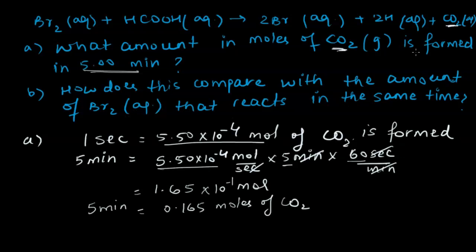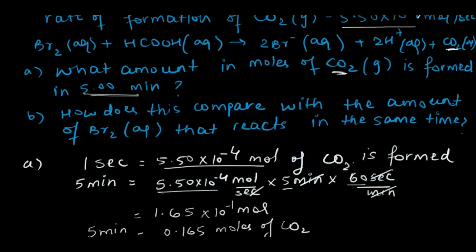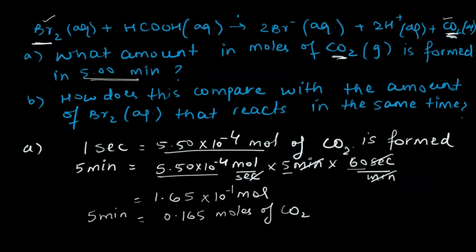Now they want us to use the equation because we are given the information for carbon dioxide, but the required quantity is something for bromine. And how do we relate this? Using rates. We know that we can find out the ratio. And how do we write down the ratio?